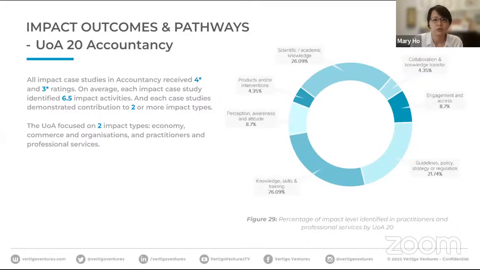In addition, we also found 7 case studies that mentioned demonstrable contributions in practitioners and professional services. So the focus here was on making valuable changes in guidelines, policy strategies, and regulations, of course, in terms of the accounting professionals. It also has 26% focus on enhancing knowledge, skills, and training, and another 26% focus on providing and sharing access to scientific and academic knowledge.